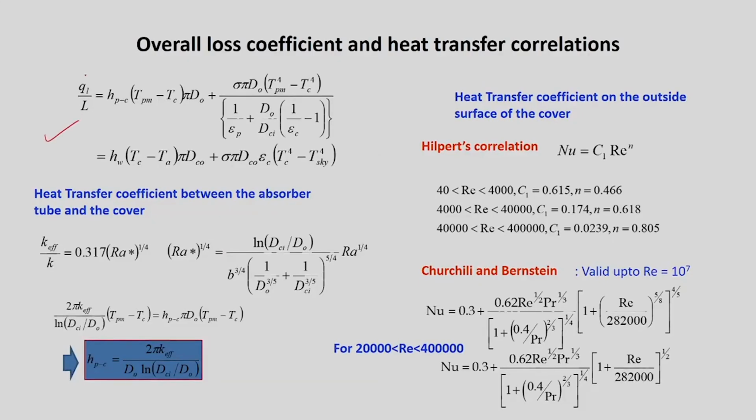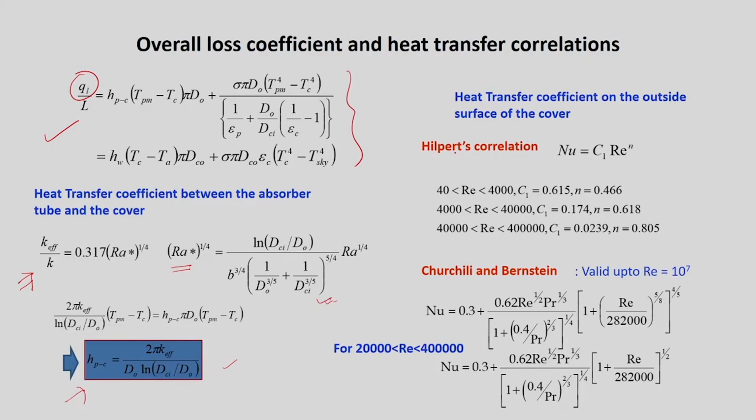This is the QL, the heat losses. We can express QL in terms of UL as well, and we can also use this expression for calculation of heat loss. Then the heat transfer coefficient between the absorber tube and the cover can be estimated by using this expression. This RA is the modified Reynolds number, which is defined something like this. Once you know this, finally we can calculate the heat transfer coefficient from the plate to the cover.